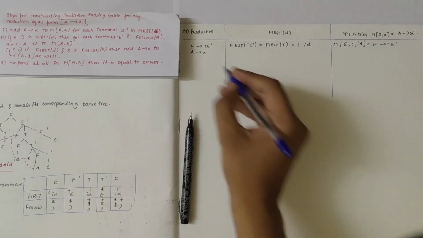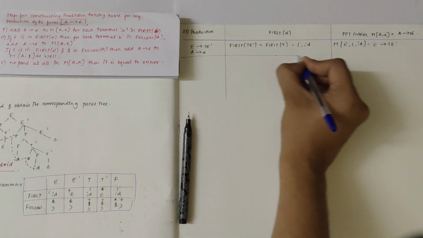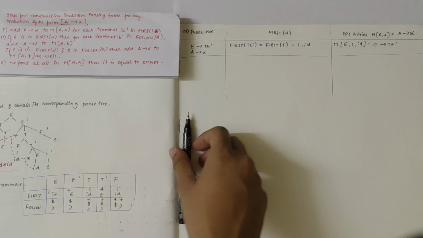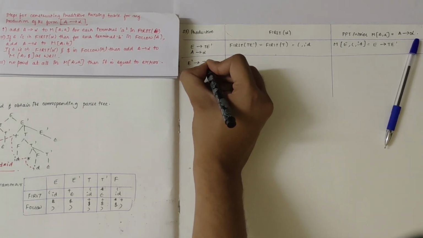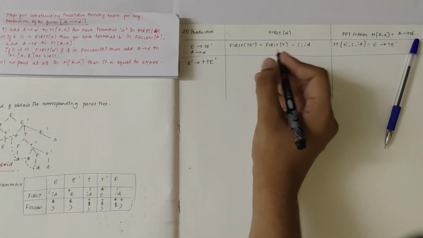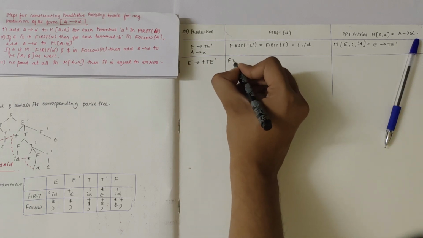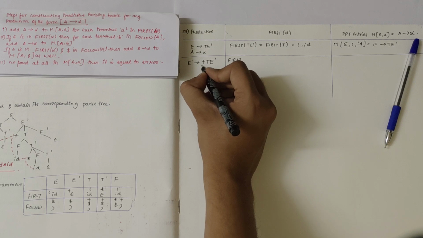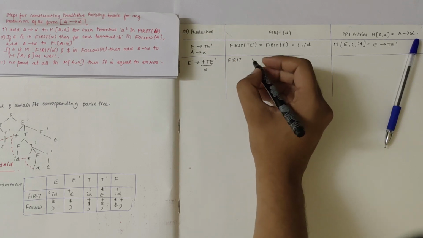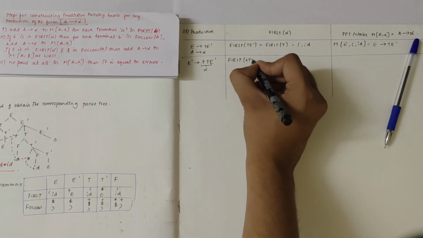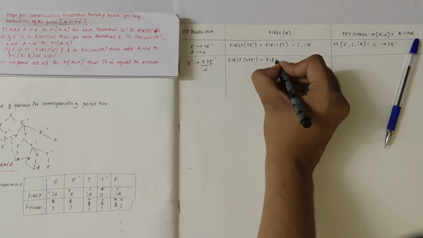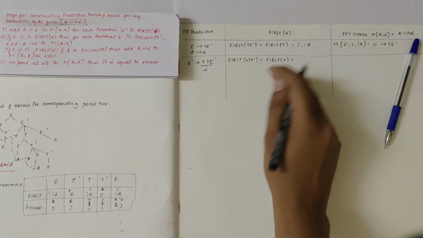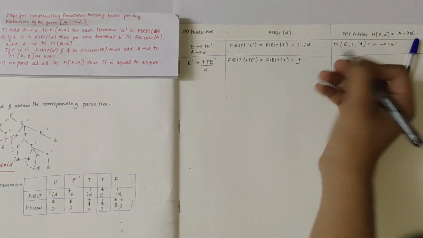Moving on to our second production, I can write it as E dash derives plus TE dash. So first of this entire thing is taken as alpha, right? So first of plus TE dash. So first of plus would be considered. So first of plus, we know that first of a terminal is always the same.